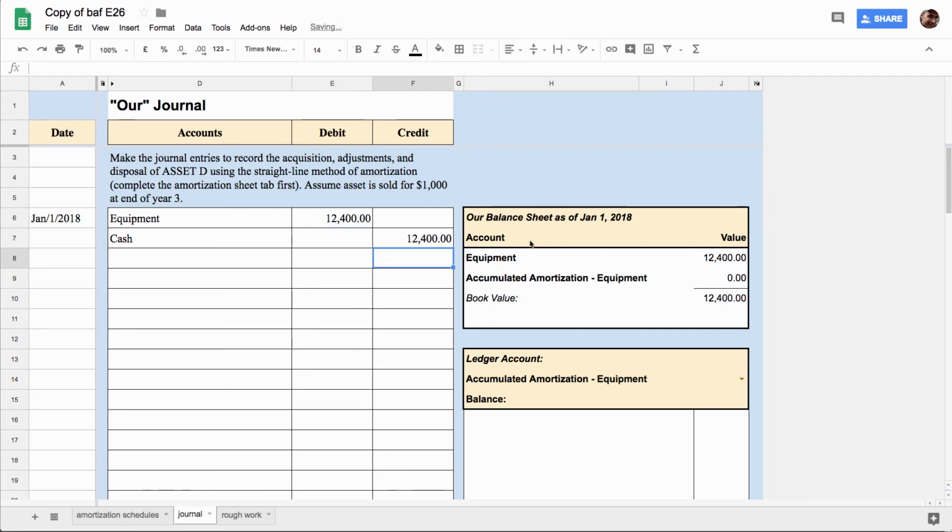And take a look over here. On January 1st, we have $12,400 of equipment, no amortization accumulated, which means the book value of that asset is what we just paid for it. Right? Makes sense?